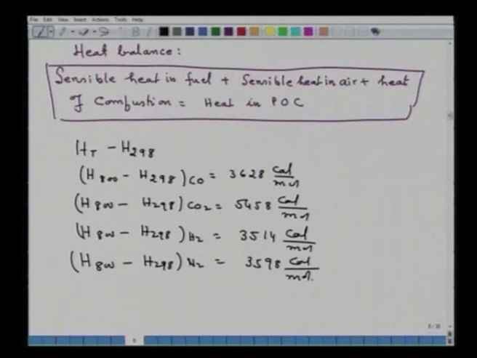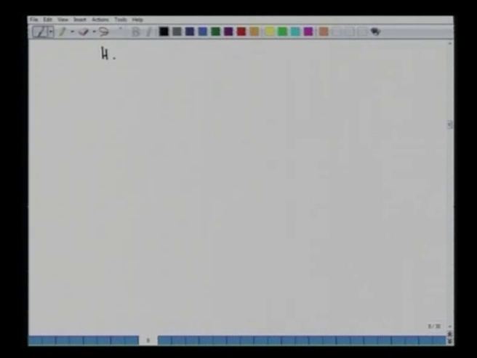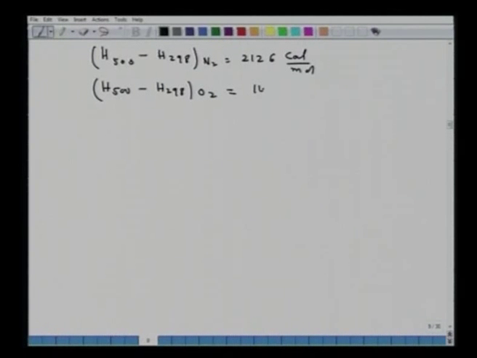Similarly, air is preheated to 227 degrees Celsius. So, I will be writing H500 minus H298 for nitrogen, 2126 calorie per mole, and H500 minus H298 for oxygen, that will be equal to 1455 calorie per mole. Now, what I have to do? I have to find out the sensible heat.